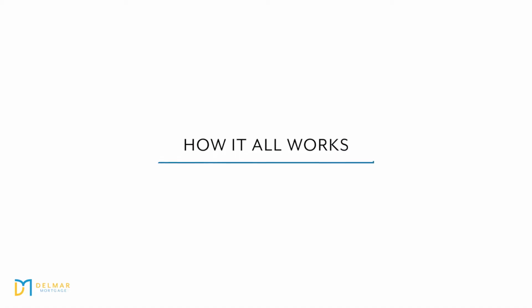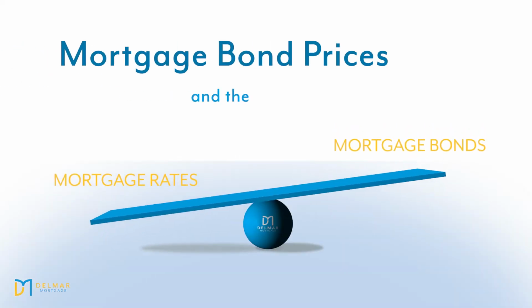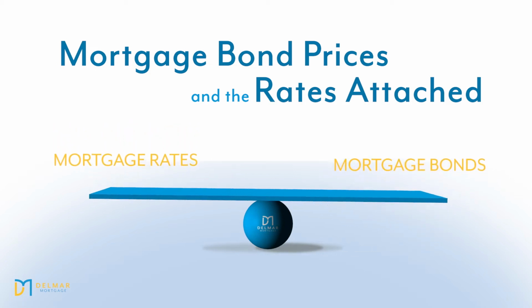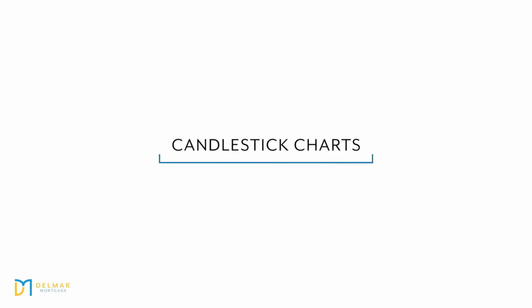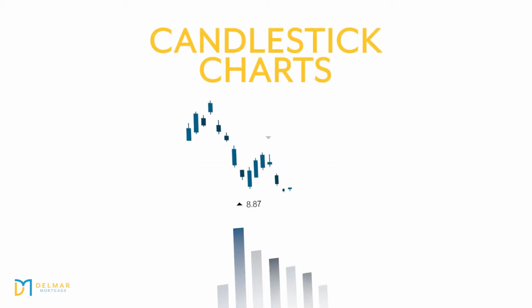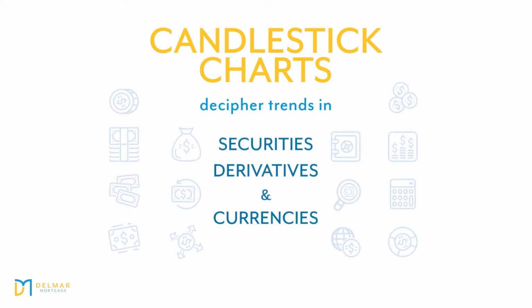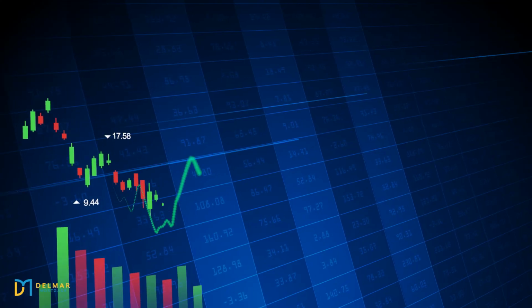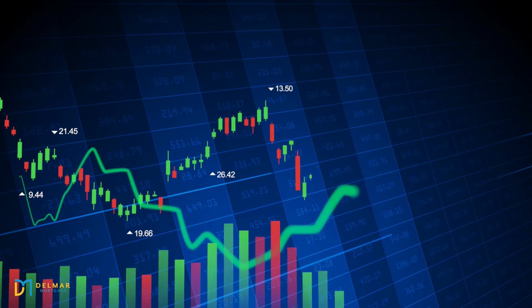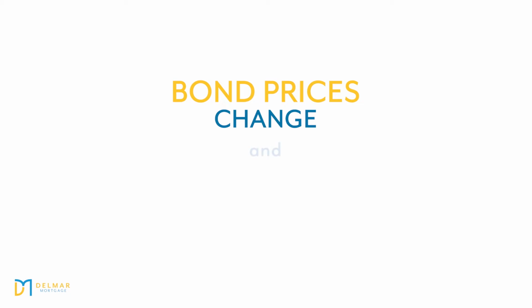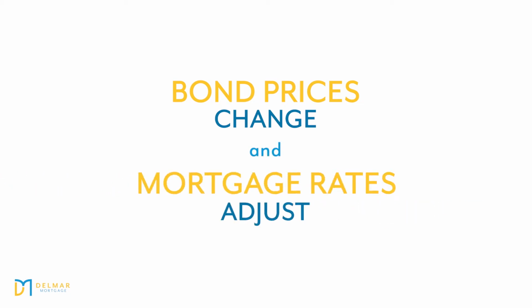Now, let's get into how those rates are decided. Mortgage bond prices and the rates attached to them move like a seesaw. So if the rate goes down, the price goes up. To see what's happening with the fluctuation of rates, we can use a candlestick chart. Candlestick charts are used to decipher the price movements with securities, derivatives, and currencies. But for ease, keep in mind that green is good, which means bond prices are going up and mortgage rates are going down. The key takeaway is that bond prices continually change and mortgage rates adjust from there.